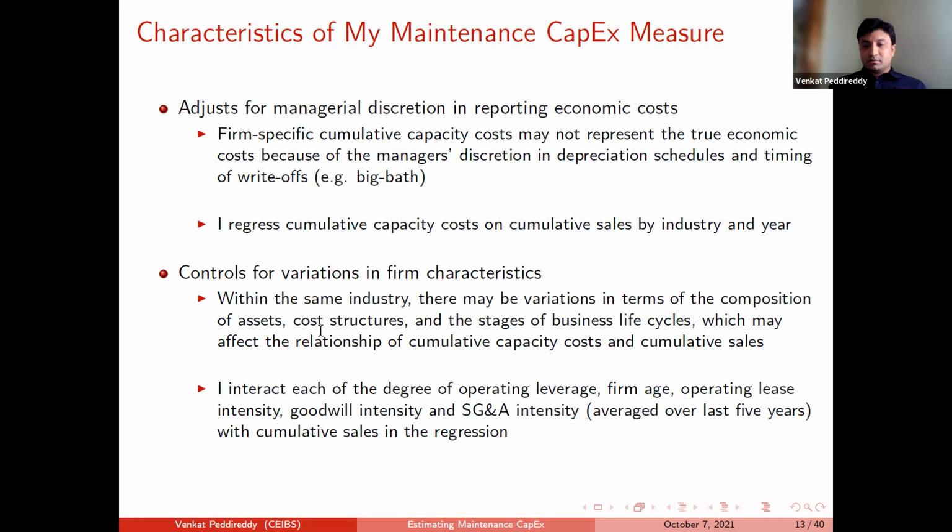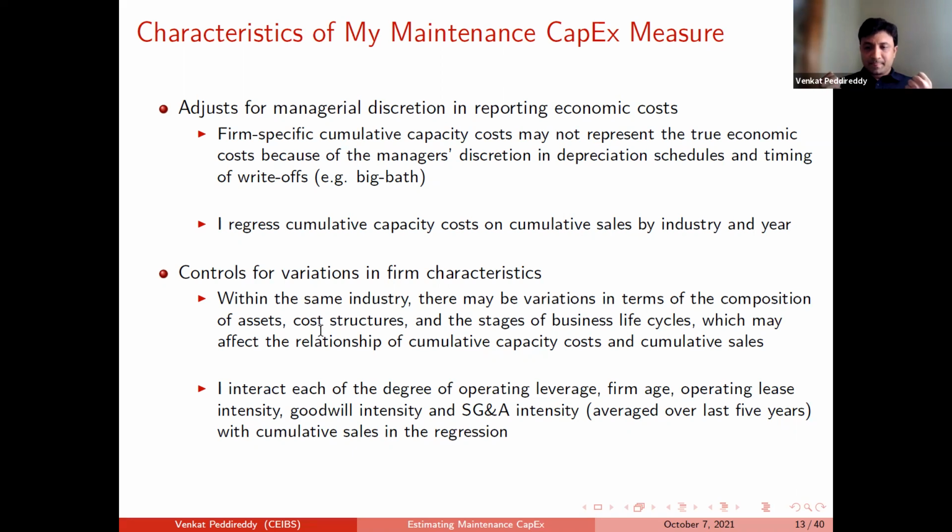Third thing is firm age. Firms could be at a different stage of business cycle. One could be a growth firm, early stage, where you have new machines, new investments, right? But the sales are lower. Whereas a mature firm would have a mature level of sales, older assets on its balance sheet, etc., right? And also you have this SG&A intensity capturing how do firms differ in terms of their R&D expenditure and SG&A expenditure.